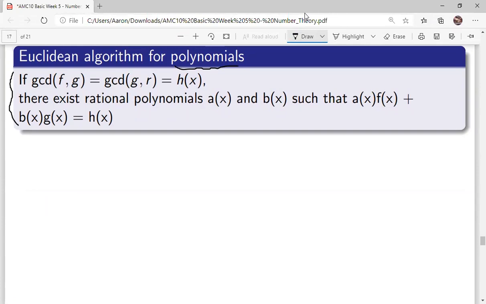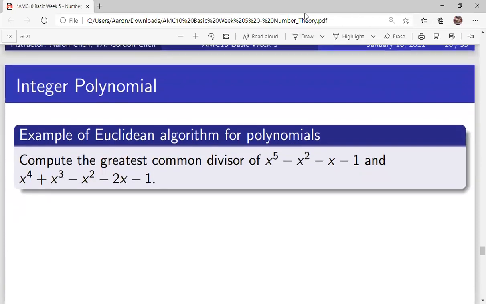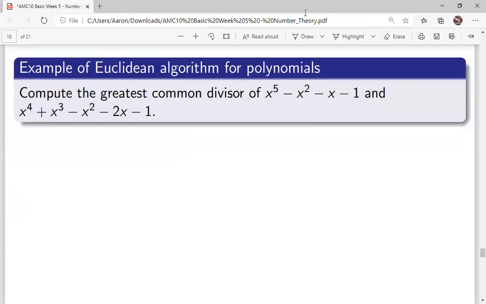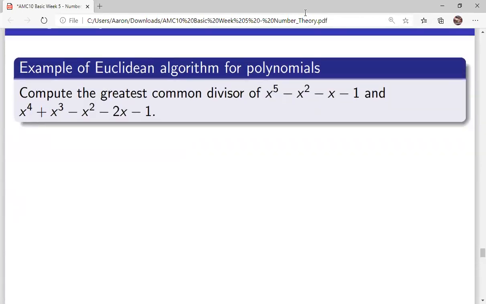Alright. It works basically in the same way as the Euclidean algorithm for integers. And you can also multiply by terms like x squared plus x plus 1. You're not limited to just integers when you're doing the Euclidean algorithm for polynomials. Alright, on that note, please try to apply the Euclidean algorithm in here.